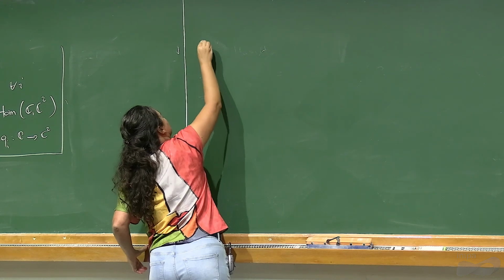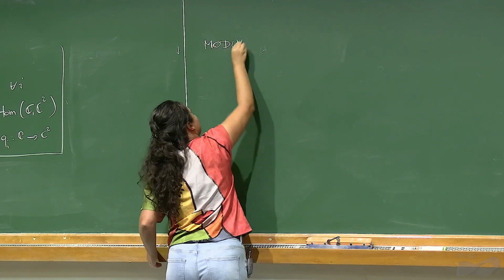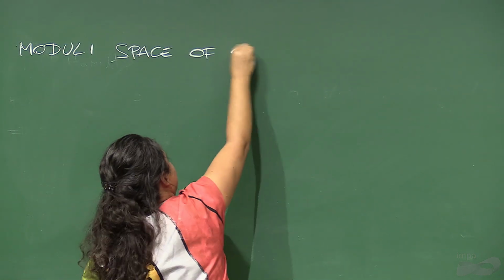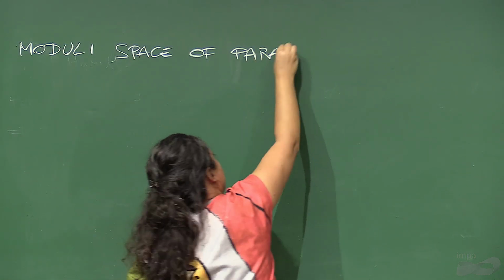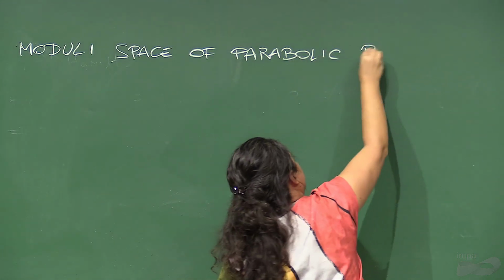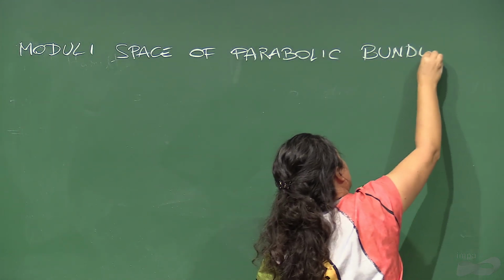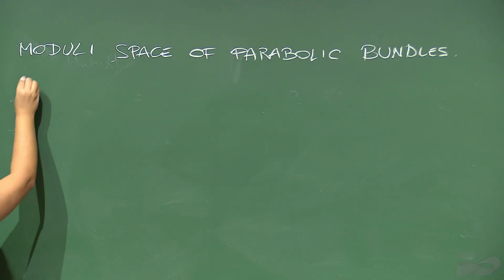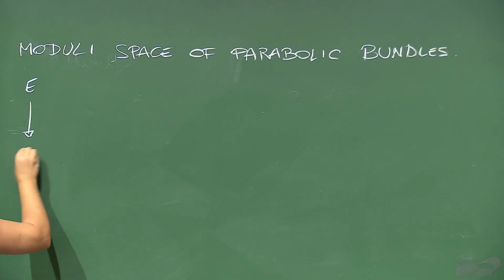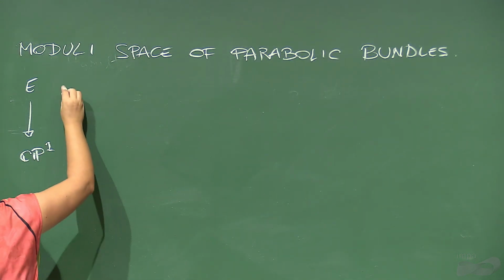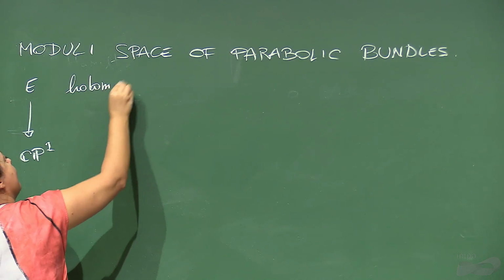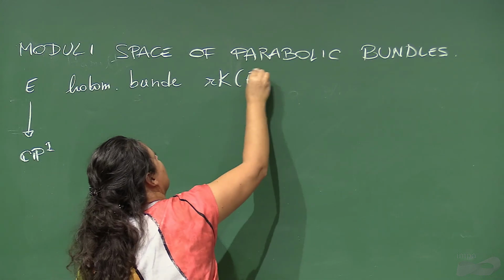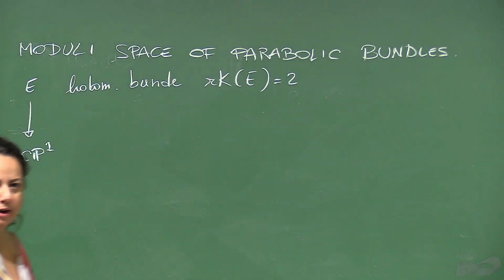So, moduli space of parabolic bundles. For that, I will be more detailed. Let's consider E over P1 to be a holomorphic bundle of rank 2. Of course, you can develop the theory.